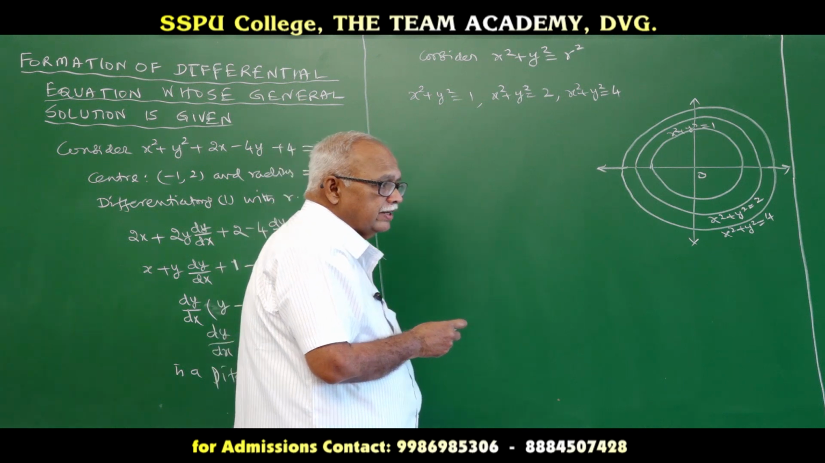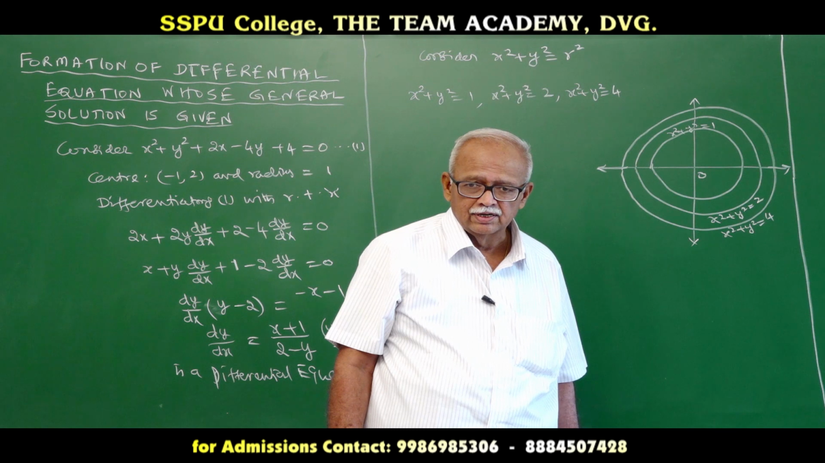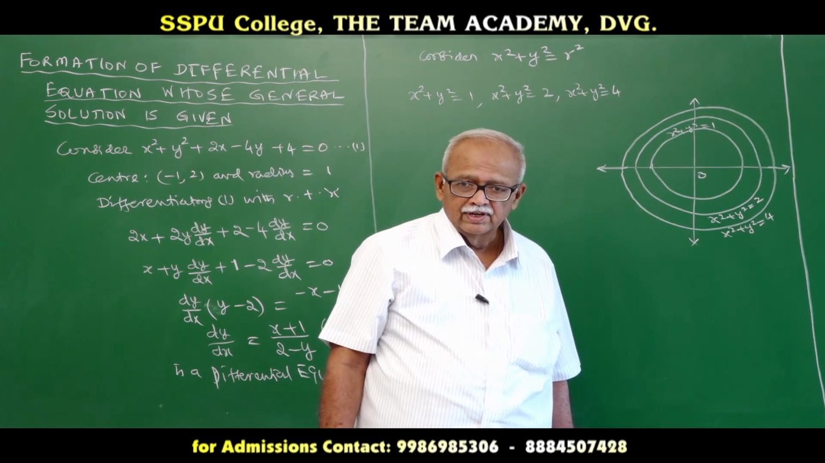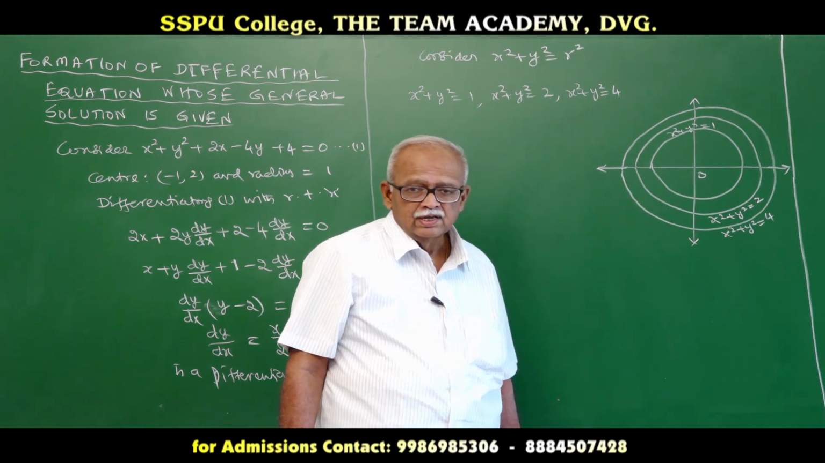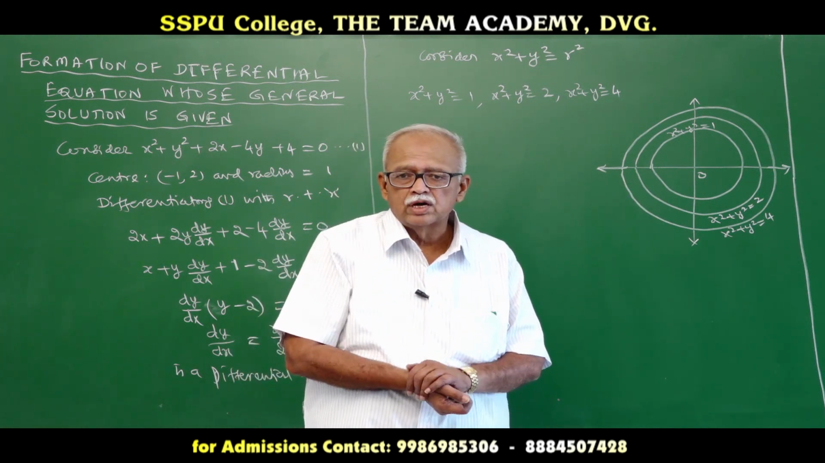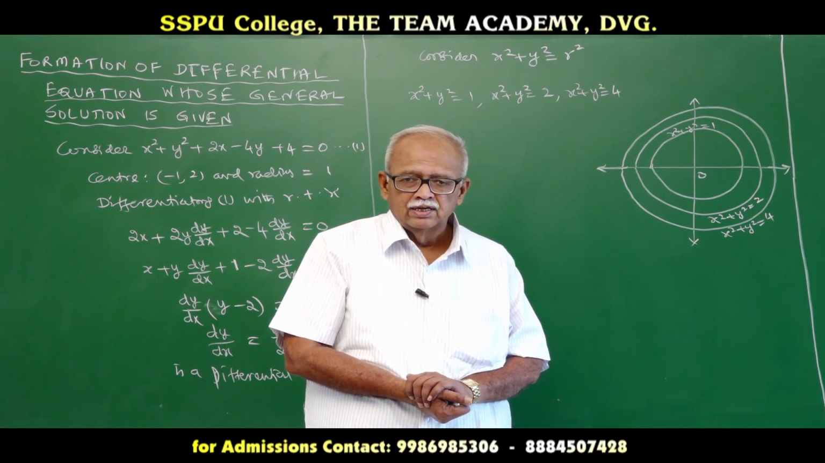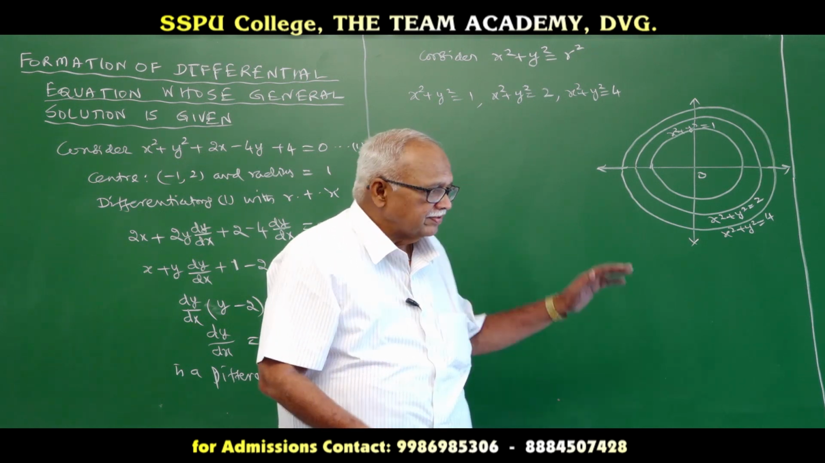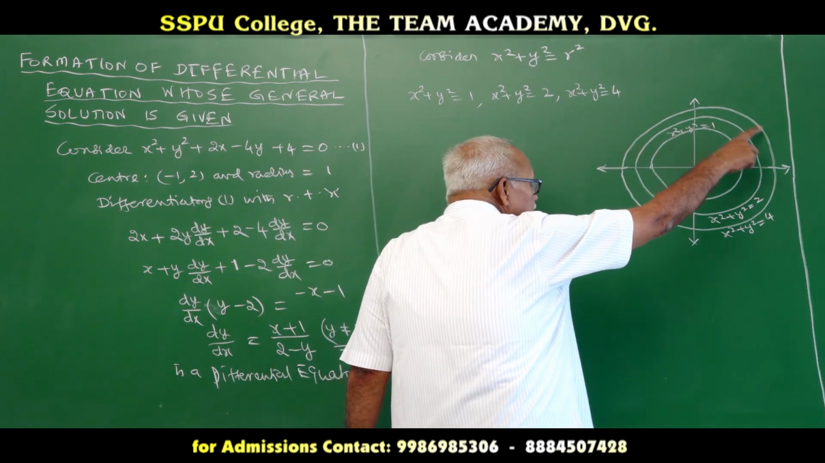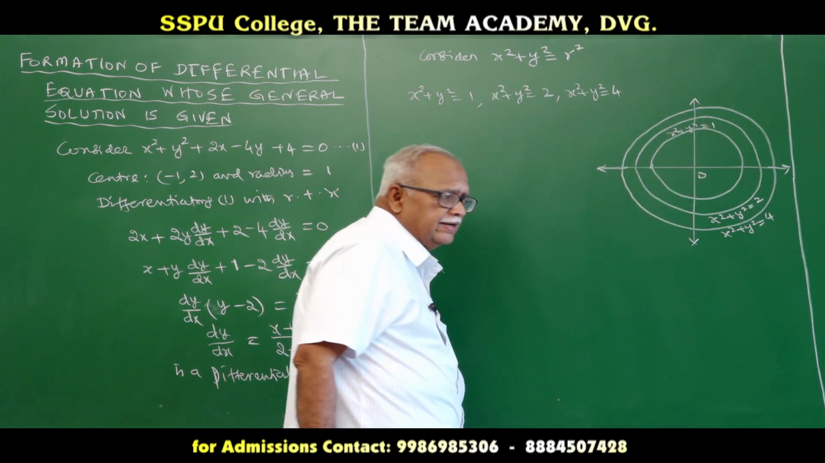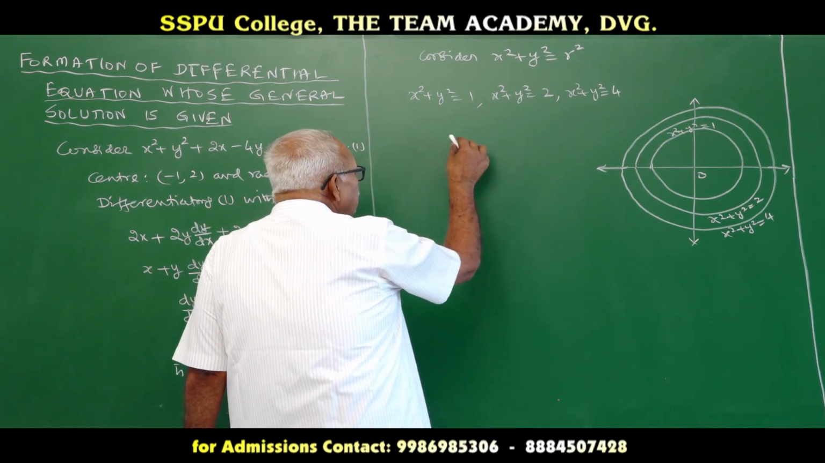Now, we want to find a differential equation to represent this family of circles. In that, there should not be any r. So, r should be eliminated. Why? Because r takes different values for different circles, but we want a differential equation to represent the entire family of circles. Let us see what we have to do.